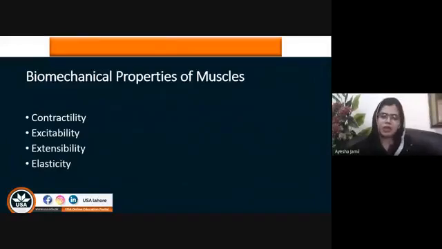Elasticity is the ability of the muscle to bounce back to its normal position after stretch or contraction has been applied to the muscle. So if any feature of this property is disturbed, it results in decreased flexibility of the muscle surrounding a joint.